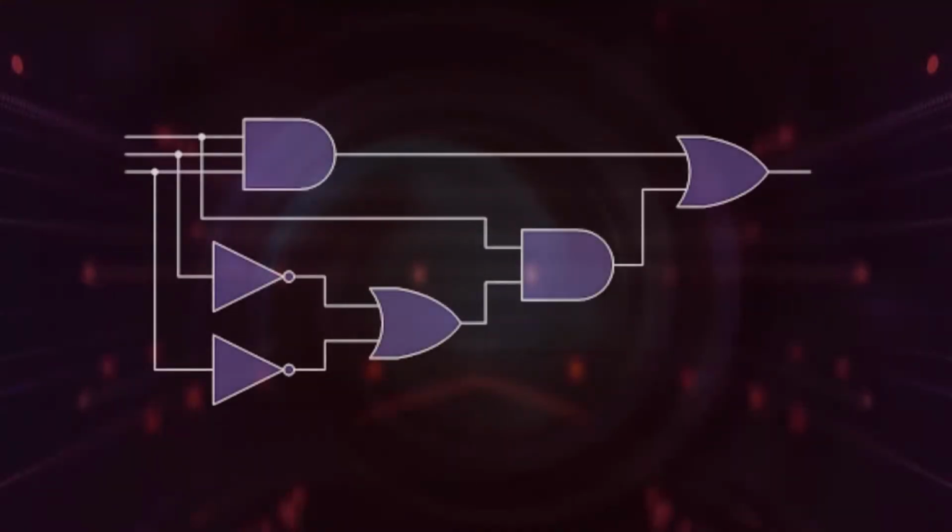I will make it clear by giving one more example. Please concentrate on the circuit given here. In this circuit, we have three inputs A, B and C.